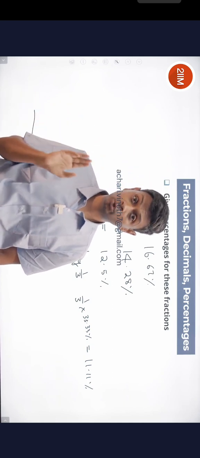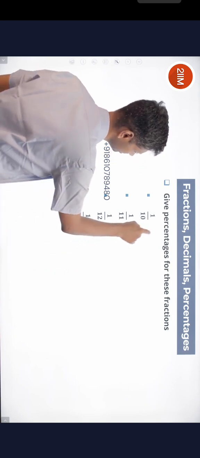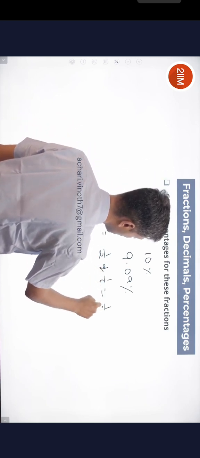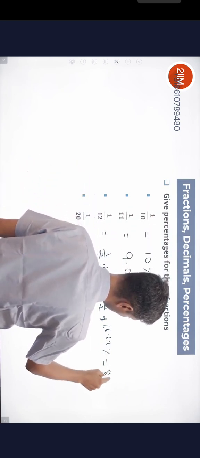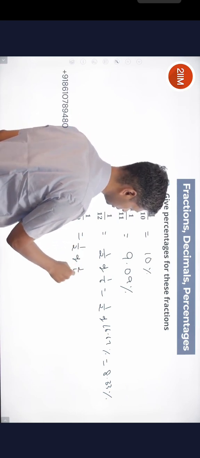Super useful to know this because it makes life super easy as we go forward. 1 by 10, 1/10 of something, 10%. 1 by 11 is 9.09%. 1 by 12 is half of 1 by 6. Half of 16.67%, which is 8.33%. 1 by 20 is half of 1 by 10, which is 5%.